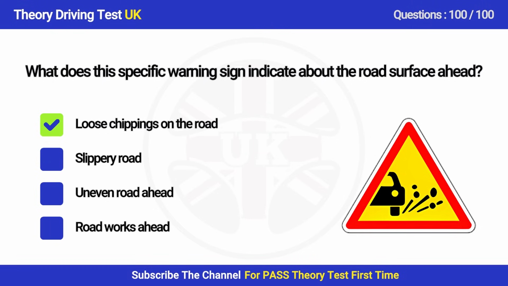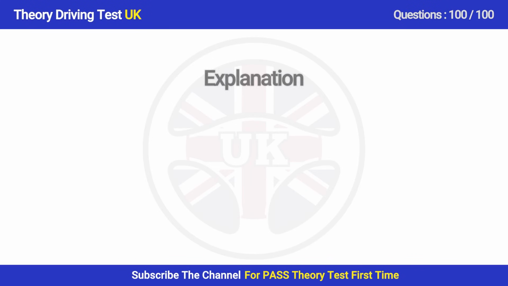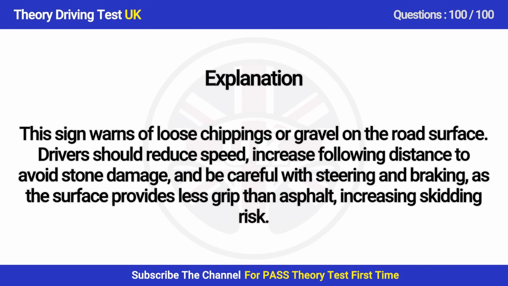Answers is A, loose chippings on the road. This sign warns of loose chippings or gravel on the road surface. Drivers should reduce speed, increase following distance to avoid stone damage, and be careful with steering and braking, as the surface provides less grip than asphalt, increasing skidding risk.